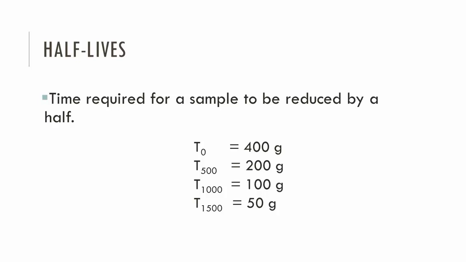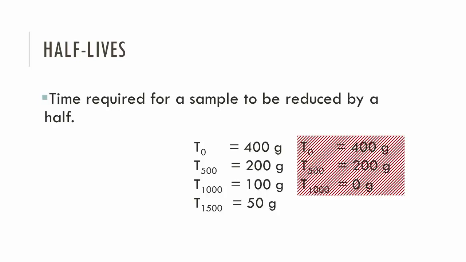Note that each time we divide the new quantity in half and not the initial 400 grams. A lot of people tend to think that after 500 years there are 200 grams left, and after 1,000 years the sample is completely gone, but this is not the case. 2 half-lives do not correspond to the total life of a sample.